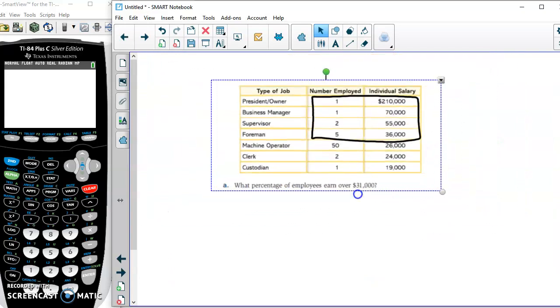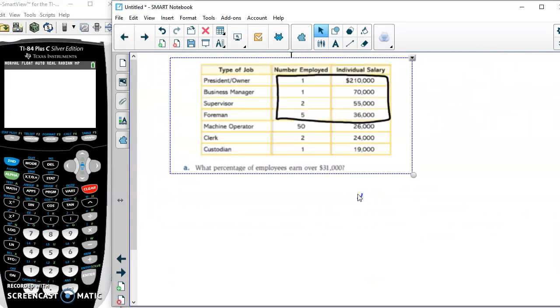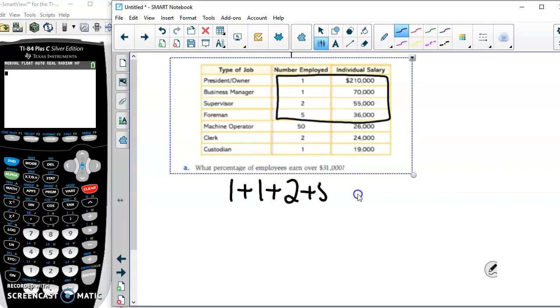All right. So we're looking at one person plus another person plus two more people plus five people, okay? Or 1 plus 1 is 2, 4, 9 out of how many there are total. Now, we don't have the total number, so we have to total this column up. All right, so we can do that.